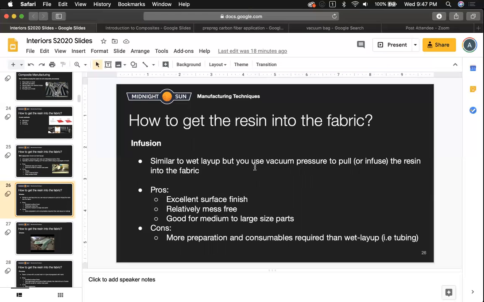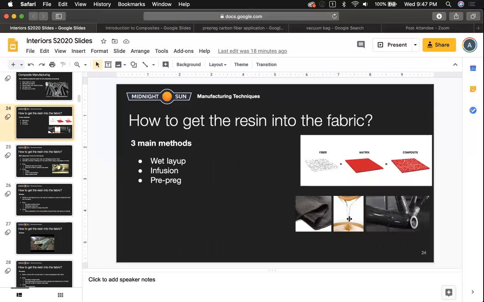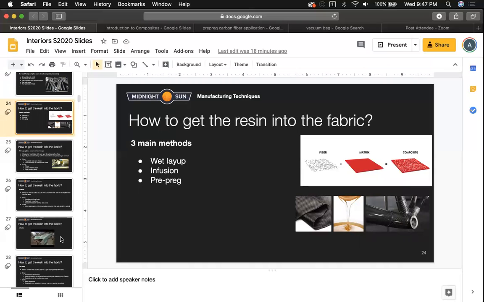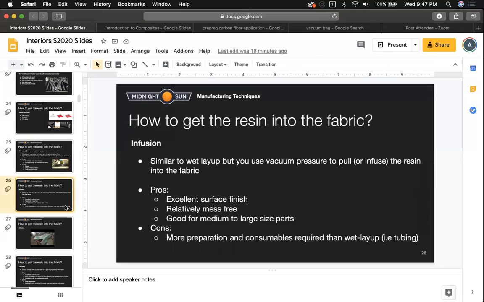So it's very similar to a wet layup in the sense that you have a dry fabric. So back to our slide here, you have a dry fabric, you have this resin, and you need to get the two into each other. Both start out with the dry fabric and then a resin that you're adding. But instead of adding it by hand this time and wetting it out with a brush or a squeegee, you're going to use vacuum pressure to pull the resin into the fabric.